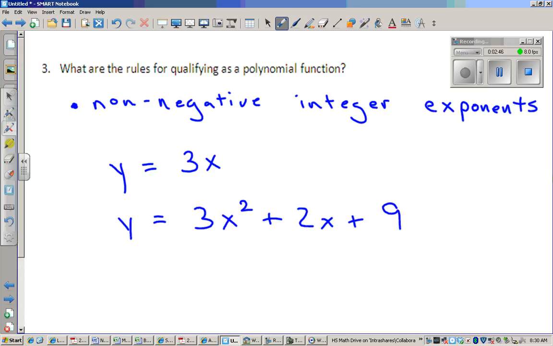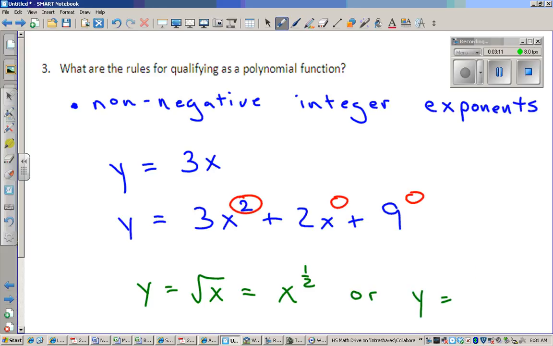We're just looking at the exponents. As long as they are not negative, this one has an exponent of 1. This one has an exponent of 0, right? This is x to the 0 power. So what you would not want to see would be things like this, because that's the same as this. Or something like that. These you would not want to see. So that's the simplest thing.